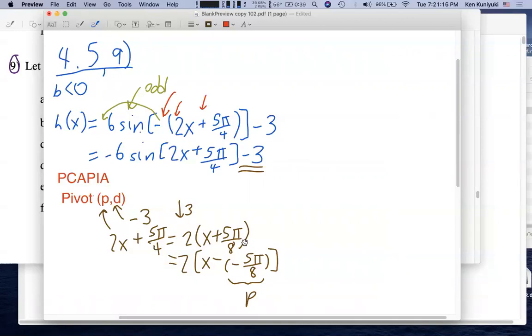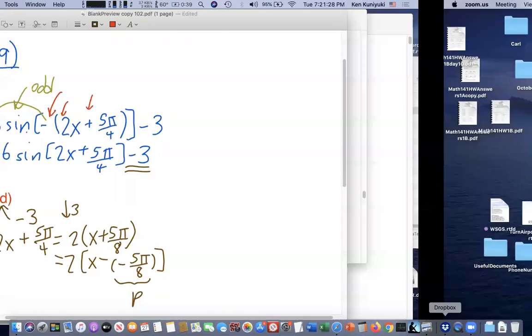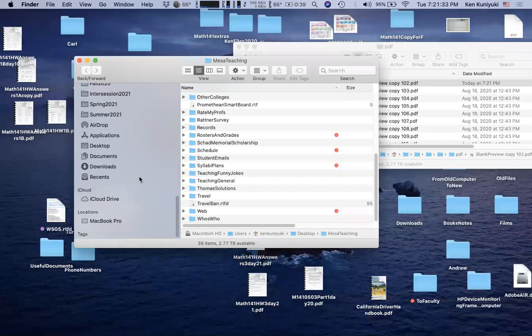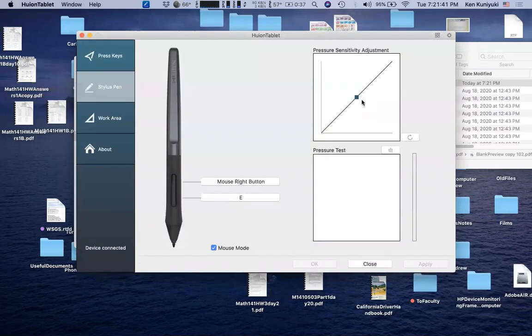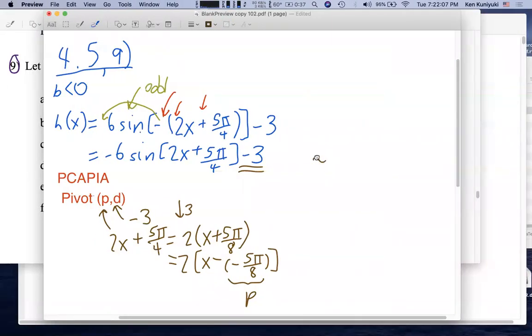All right, any questions so far? But let me check something here. Checking the sensitivity here. Okay, any questions so far? All right, so again, that's the less popular way of finding the pivot.